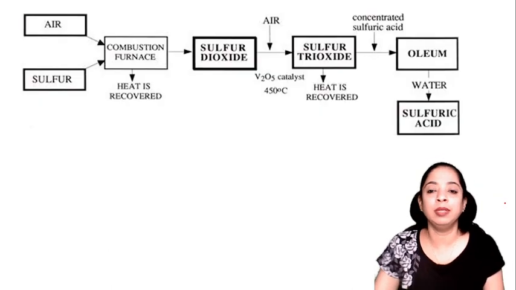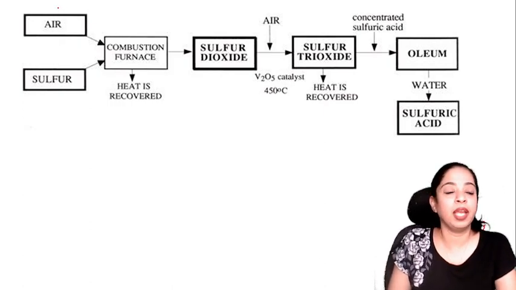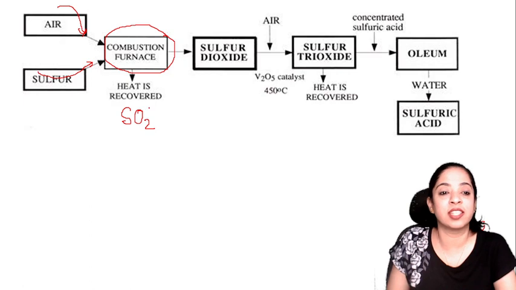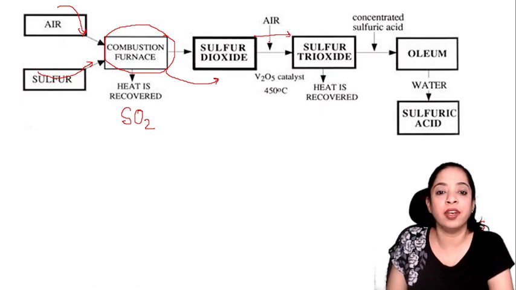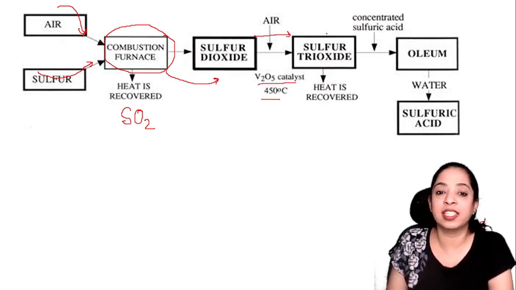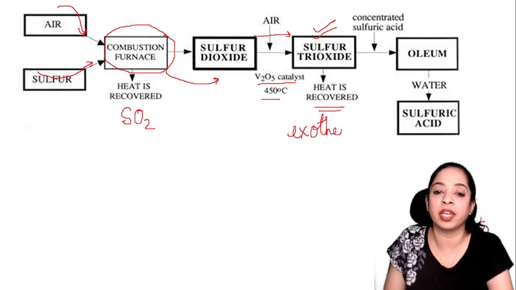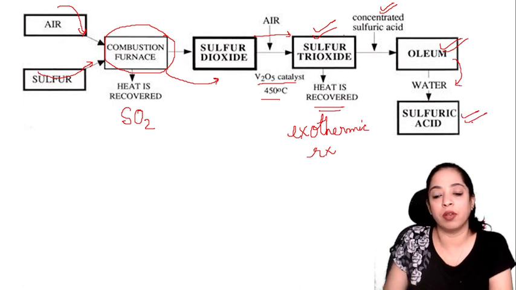So now let's see here the flow chart of this. So what is happening? Air and sulfur or iron pyrite comes here in the combustion furnace, and you form here SO2, and heat is recovered because this is also an exothermic reaction. Now this SO2 which has been formed is first purified and then it reacts with air in the presence of catalyst at 450 degrees Celsius and forms sulfur trioxide. Here also heat is recovered because this is again an exothermic reaction. Now this sulfur trioxide reacts with concentrated sulfuric acid to form oleum. In oleum we add the required amount of water to form sulfuric acid.